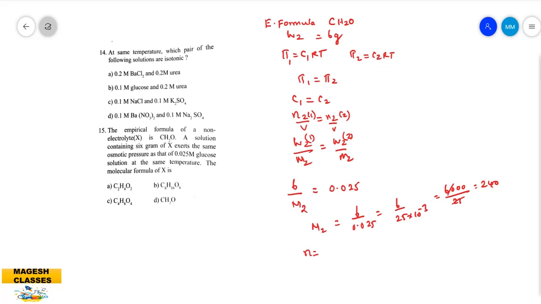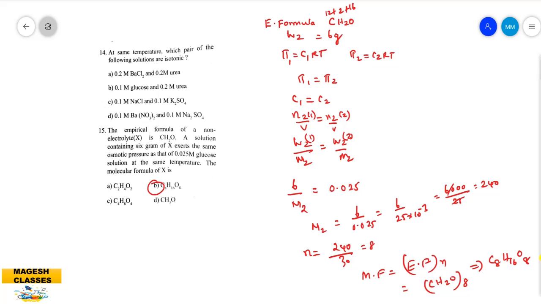Then n is equal to the molecular mass divided by the empirical formula mass, that is 240 divided by the empirical formula mass, which is 12 plus 2 plus 16, that is 30. So n is equal to 8. Molecular formula is equal to empirical formula into n. The empirical formula is CH2O and n is 8, so the formula is C8H16O8. The answer is B.